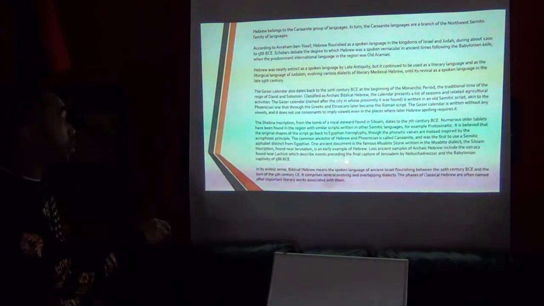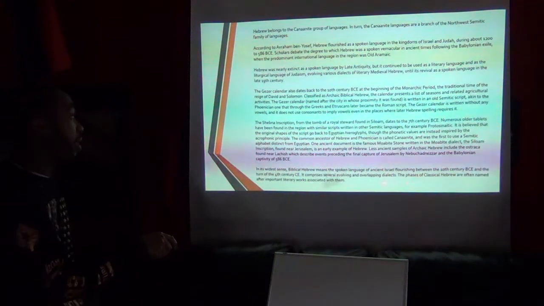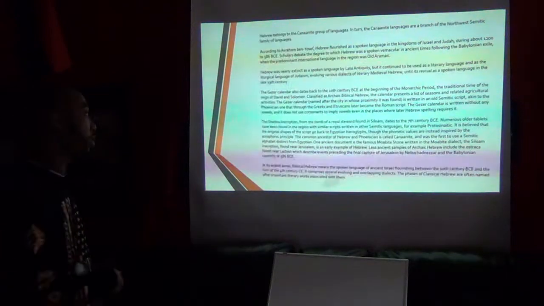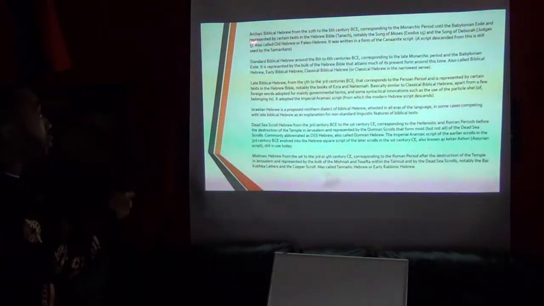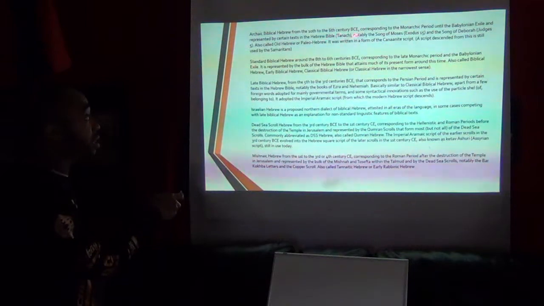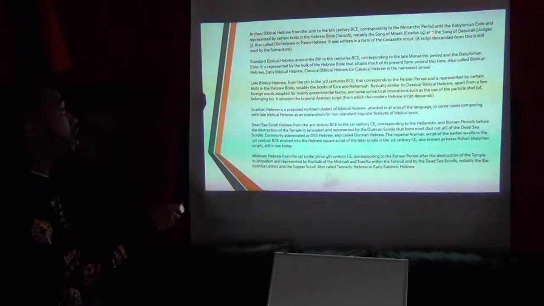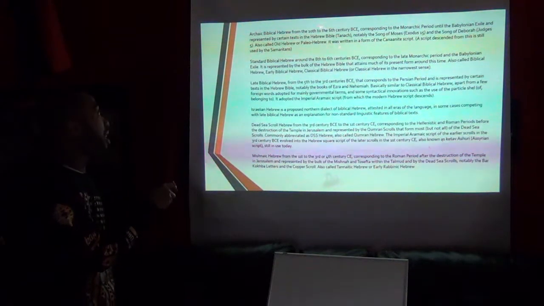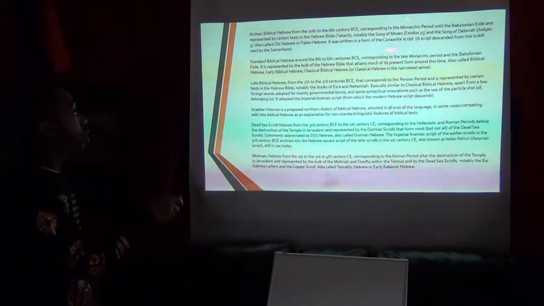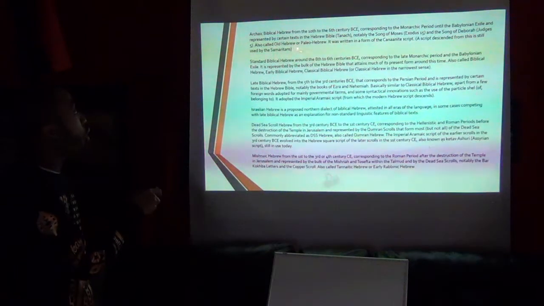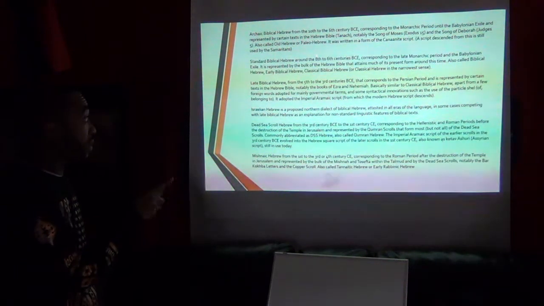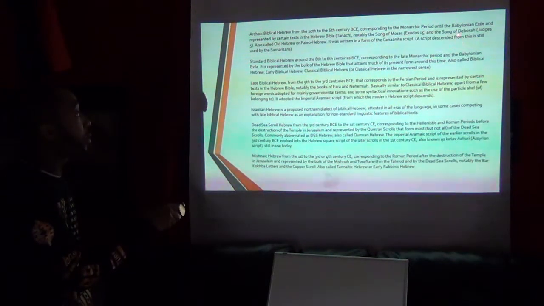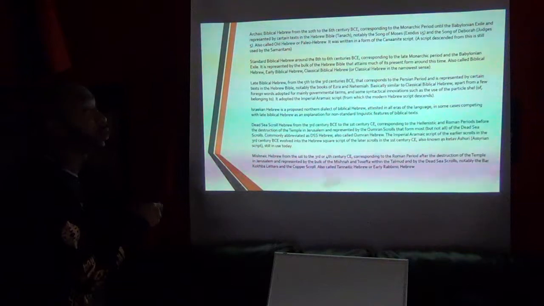It comprises several evolving and overlapping dialects. The phases of classical Hebrew are often named after important literary works associated with them. Let's move forward. Archaic biblical Hebrew from the 10th to the 6th century BCE corresponding to the Minoic period until the Babylonian exile, keep that in mind, and represented by certain texts in the Hebrew Tanakh, notably the Song of Moses and the Song of Deborah, also called Old Hebrew or Paleo-Hebrew. Keep that in mind. It was written in the form of the Canaanite script. A script descended from this is still used by Samaritans. We're going to get into that.